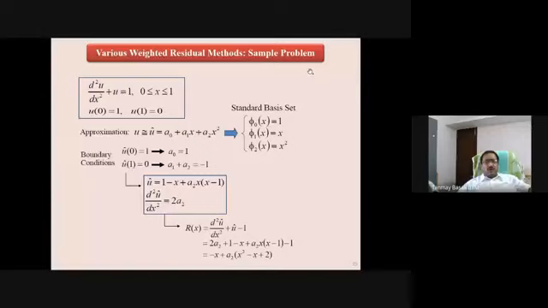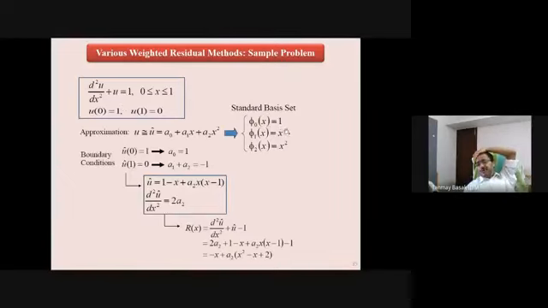If you see the sample problem, d2u by dx squared plus u equals 1, in the domain 0 less than or equal to x less than or equal to 1, with u(0) equals 1 and u(1) equals 0. These are the two boundary conditions. As I said, these two are Dirichlet boundary conditions. So the approximation I am trying to mention here is that we can express the solution as a0 plus a1 x plus a2 x square.